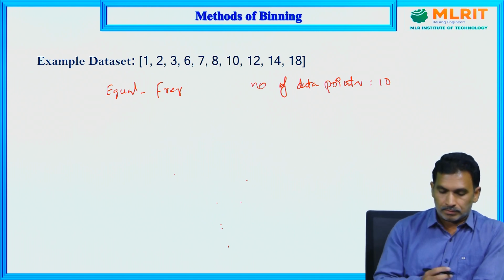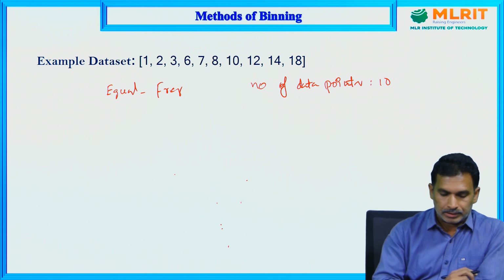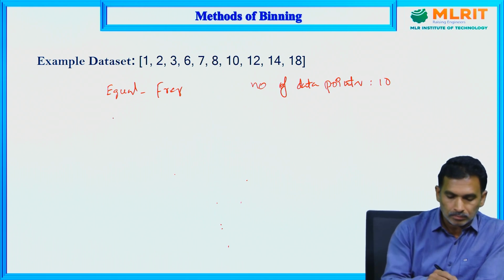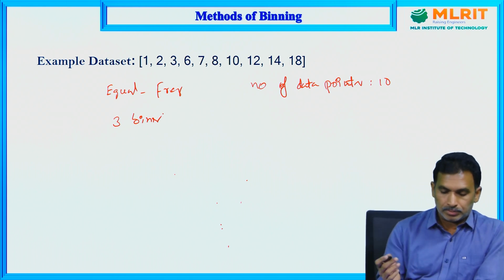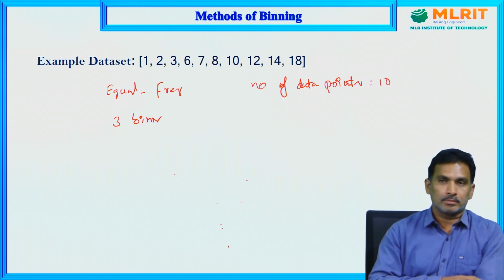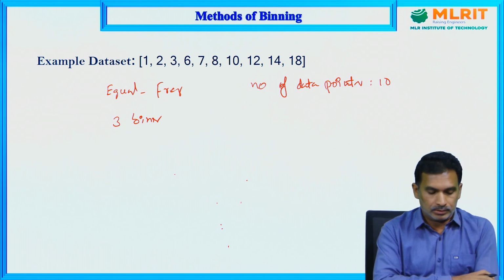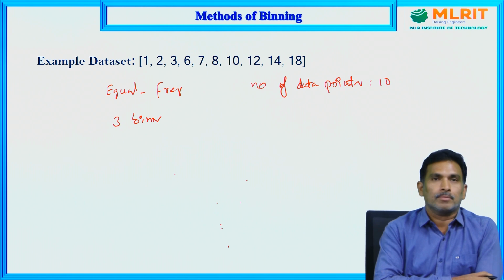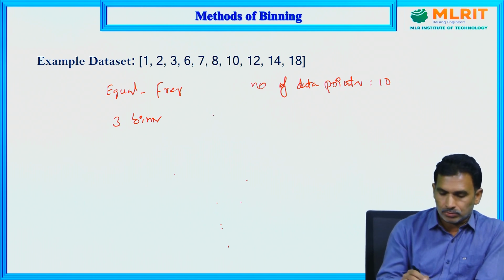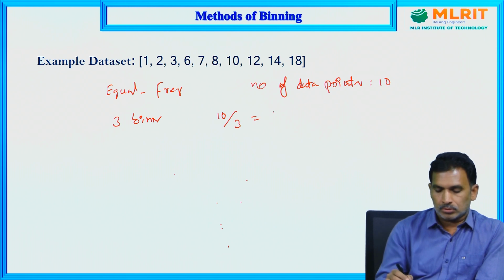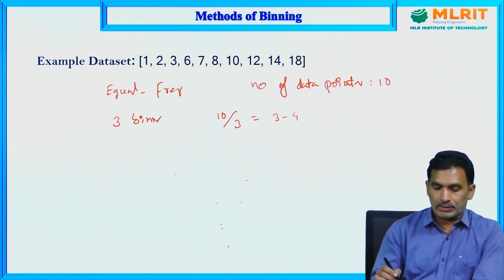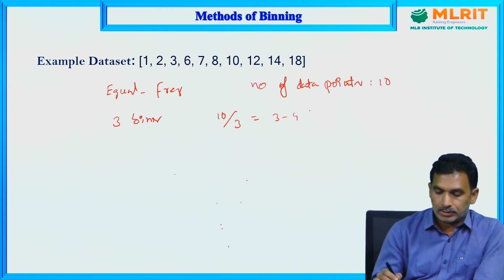Then suppose we want to create 3 bins. We have to find out the number of data points each bin is going to have. We can decide based on the total number of data points, that is 10 divided by 3. That value is approximately 3 to 4 data points. Each bin is going to have 3 to 4 data points.